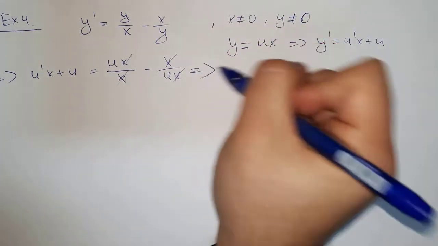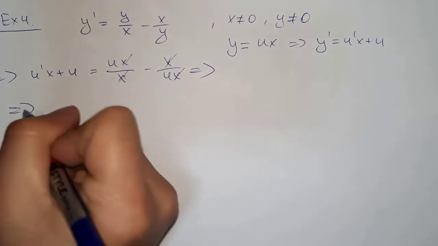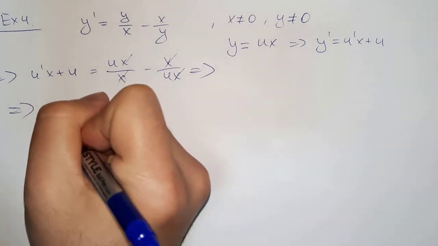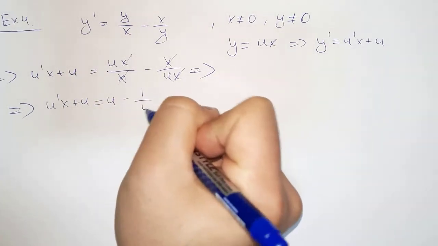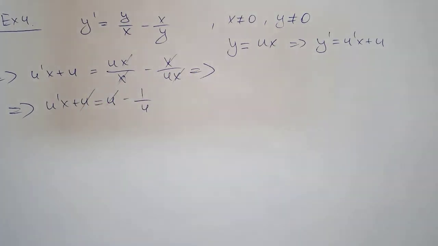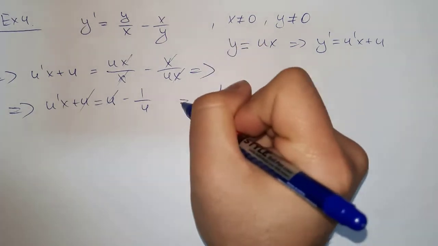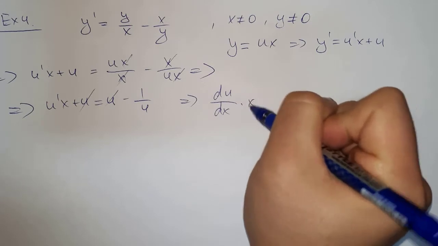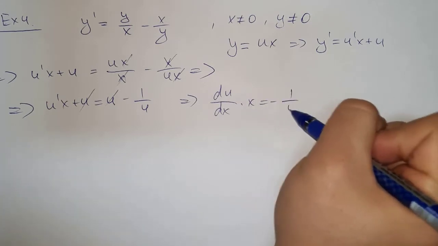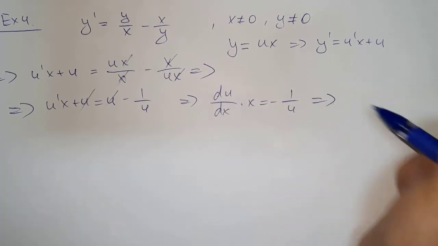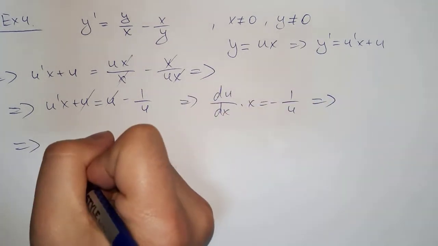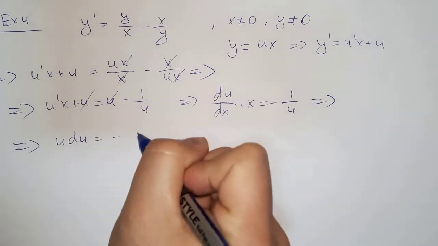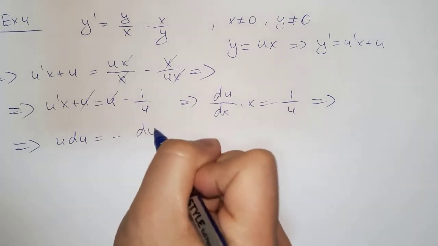Then after cancelling, what we will get: u prime x plus u is u minus 1 over u. U and u also cancelled. And here we have just du over dx times x equals minus 1 over u, or hence let's multiply, so it will be u du equals minus dx over x.